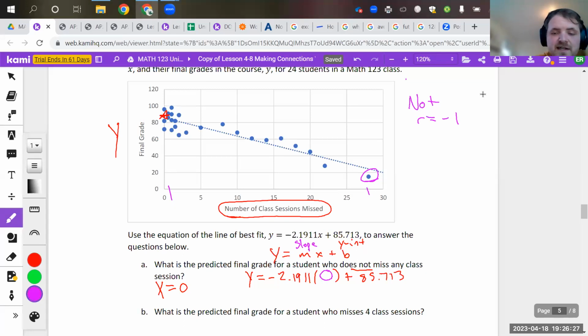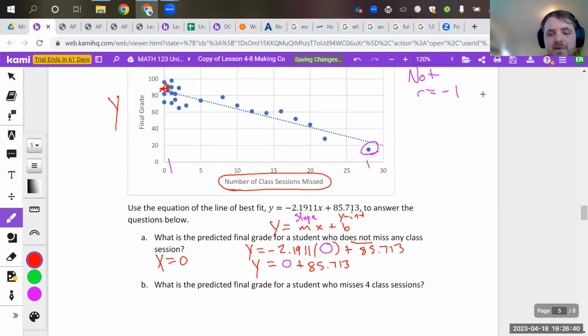Using PEMDAS to simplify, 0 times the -2.1911 gives you 0. So we're just left with 85.713. Now, it would be a bummer if you just said 85.713 and you had no idea what that's saying. That is saying that is their final grade. So if you had to interpret it, the final grade is projected to be 85%. Okay, so probably a B in the class.